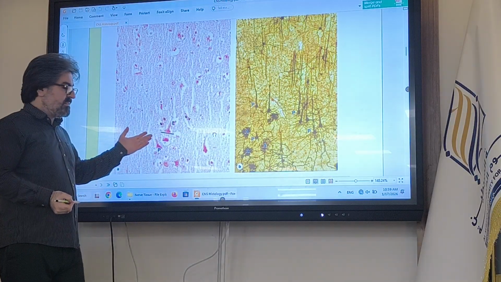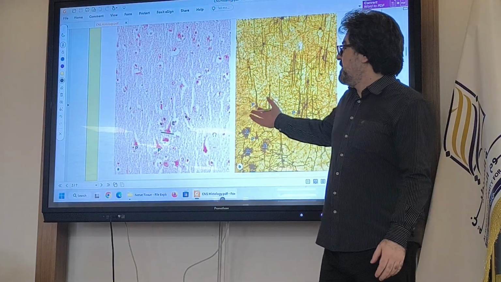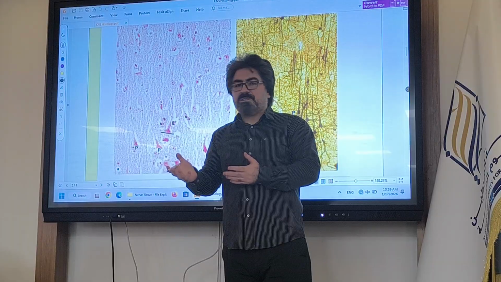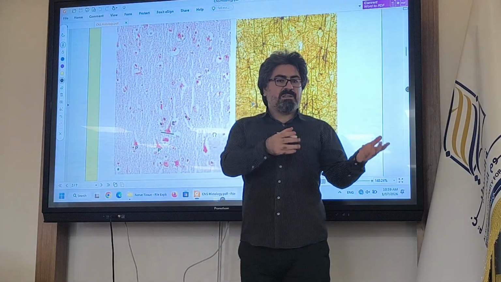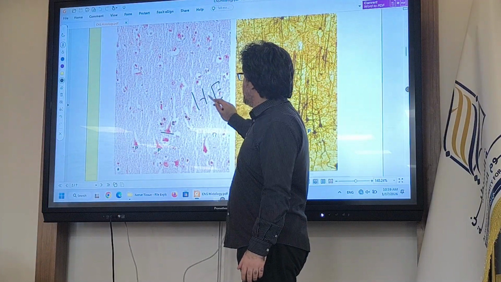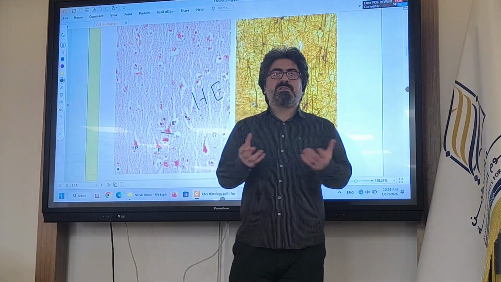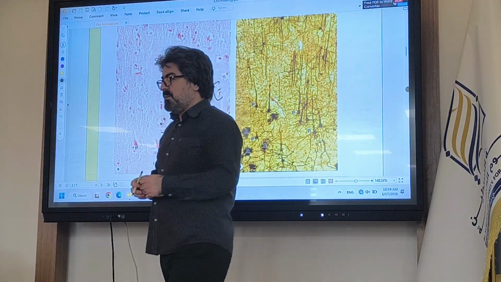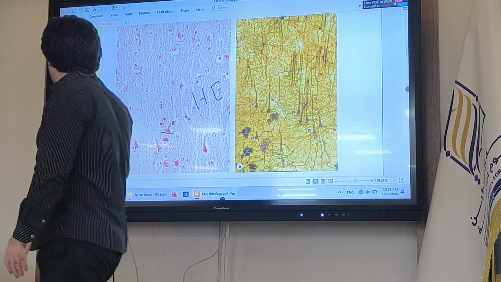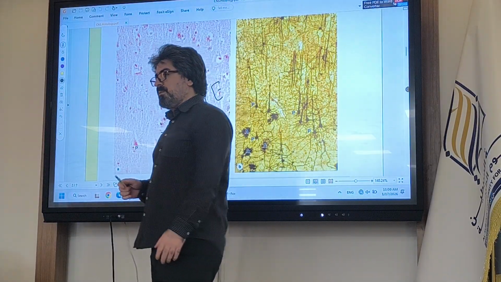The type of glial cells is not important here. We cannot distinguish between different types of cells in this type of staining, that is, which cell is microglia, which cell is astrocyte, which cell is oligodendrocyte. With H and E, hematoxylin and eosin, we cannot distinguish between different glial cells. You must just know that the larger cells are neurons, like this, and the smaller ones are glial cells. Okay?